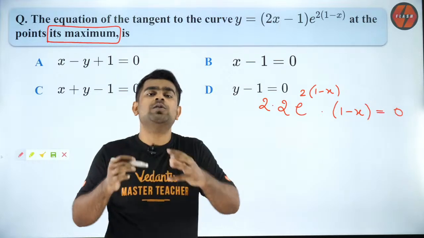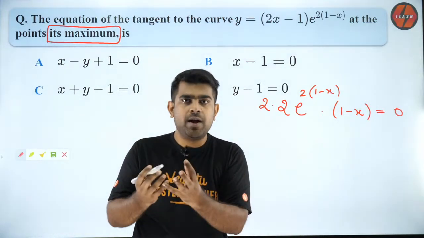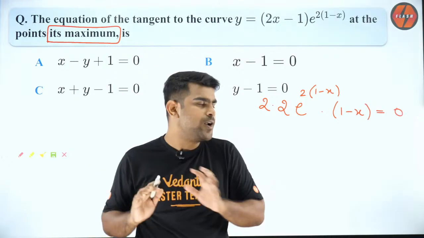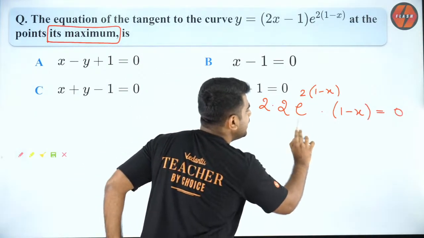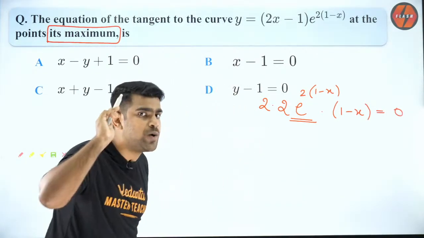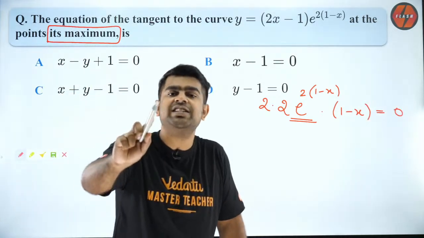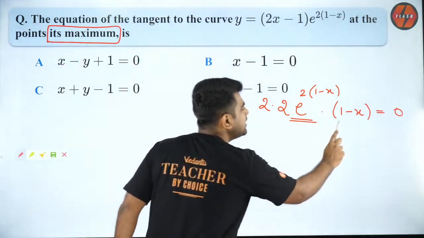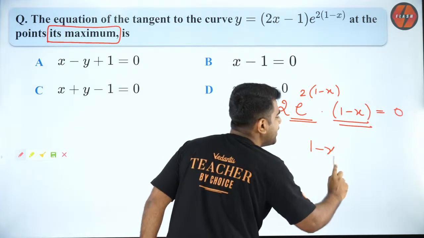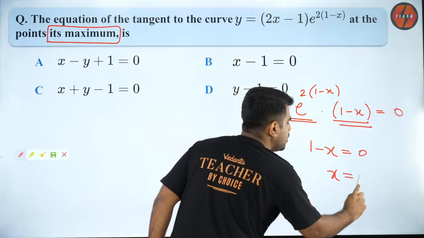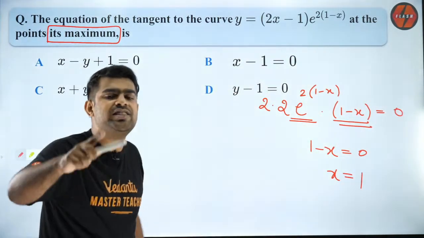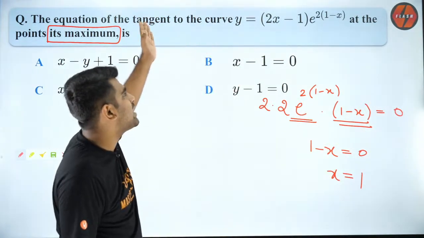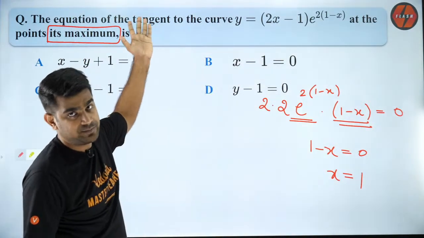Now I want to find out the critical points. Critical points are those values of x for which my dy by dx is 0. Got it? So here, first of all, this can never be 0. You guys have to understand that. Exponential functions can never be equal to 0. Got it? So here, only this can be equal to 0. So if 1 minus x is 0, that means x is equal to 1. So x equal to 1 is a critical point, and since it's the only critical point I have, it is going to be the maxima, because that is what they're asking.